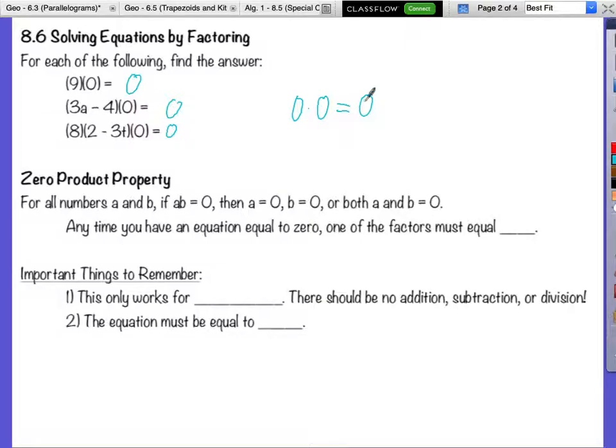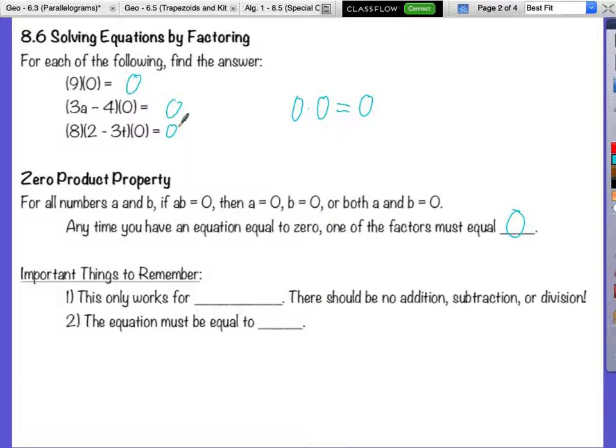So anytime an equation equals 0, at least one of the factors must equal 0. At least one of the factors had to be 0 in each of these for this to be 0. Sometimes it can be both, it can be 0 times 0. But at least one of them has to be 0. That's what we call our zero product property.